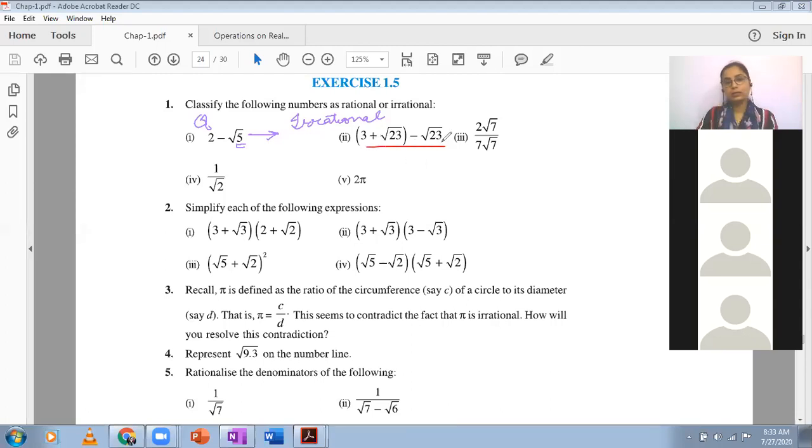Then this is an expression which can be simplified further. I would like you to open the brackets. So this can be written as 3 plus under root 23 minus under root 23. These are the same values appearing with plus and minus signs. The way you used to deal with integers, these get cancelled. So you're left with just 3. And what kind of answer is this? This is a rational number. Right? And if we look at the third part of this question, 2 root 7 over 7 root 7.